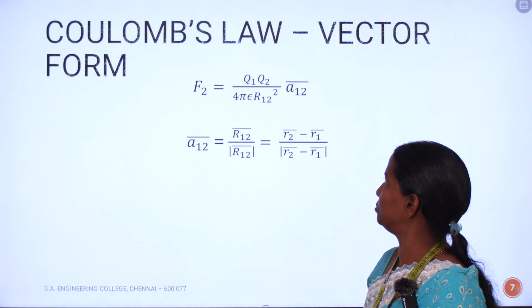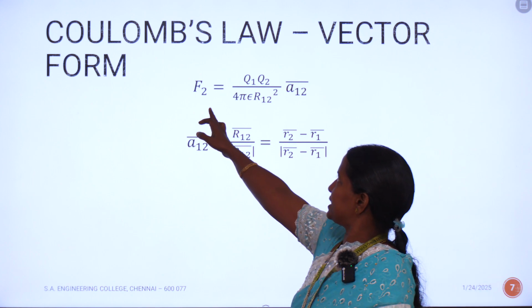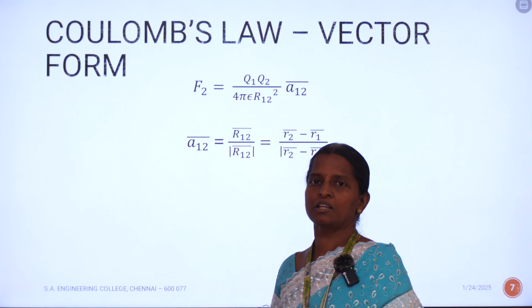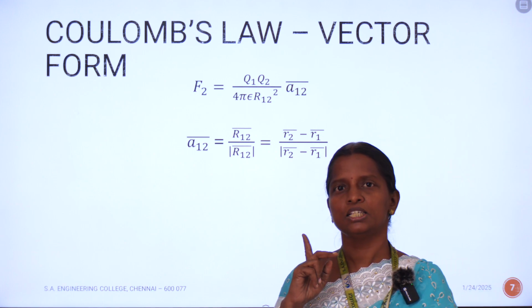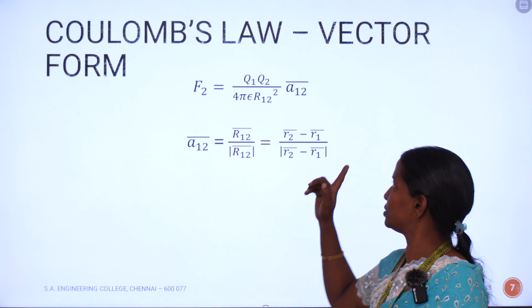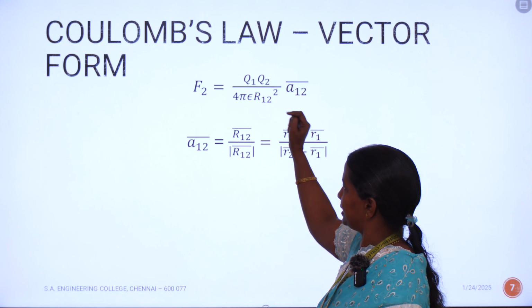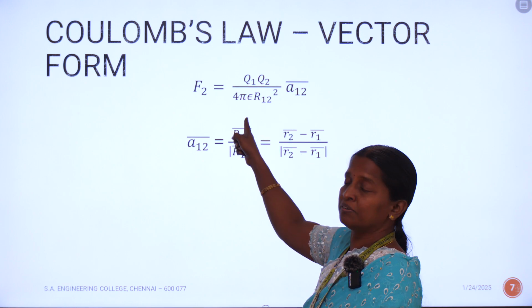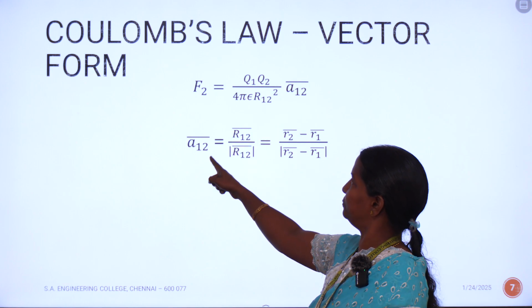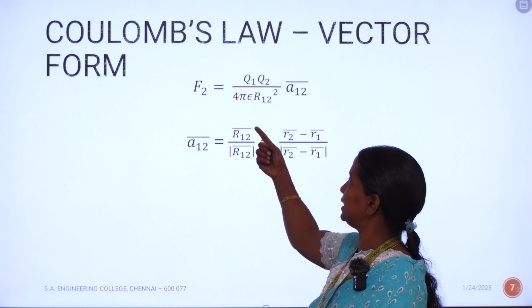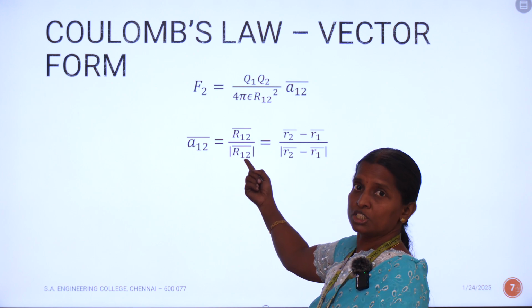Now according to Coulomb's law, F21 is equal to Q1 divided by 4 pi epsilon r square into the unit vector. Here the unit vector is a very important thing. It gives the direction of the force. So A12 is important. How to find the A12? Because we know all the parameters, we have to find only the A12. So A12 is that vector divided by the modulus of that vector, that is R12 divided by modulus of R12.